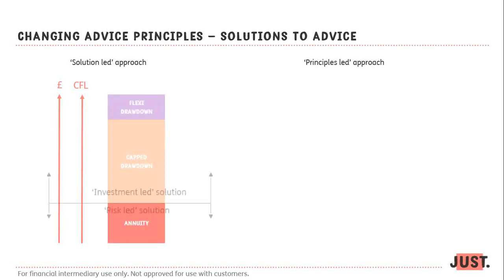If we look at, especially before we got to pension freedoms, what this visual was trying to show us is that we had effectively a solution-led approach, which was driven fundamentally by the amount of money somebody had. And therefore people who had lower amounts of money, and correspondingly, though it wasn't really consciously considered, a lower capacity for loss, would normally be suggested a risk-led solution, i.e. an annuity.